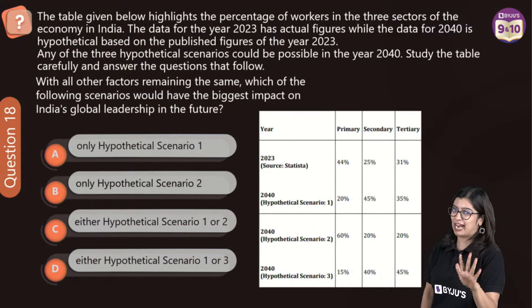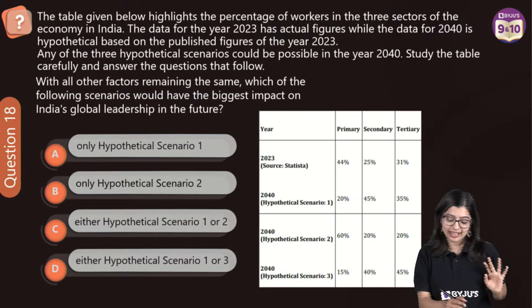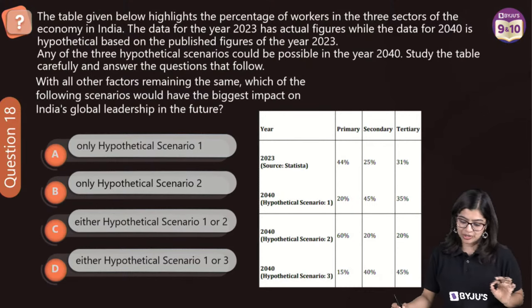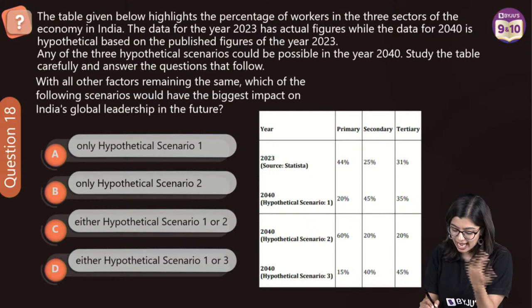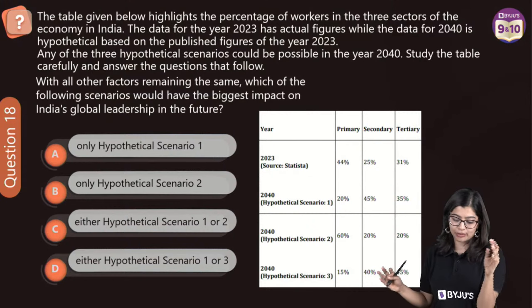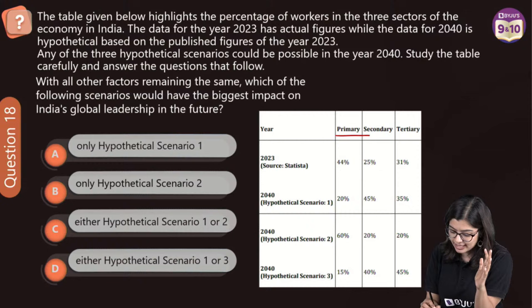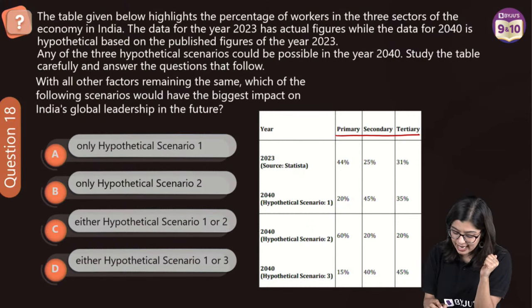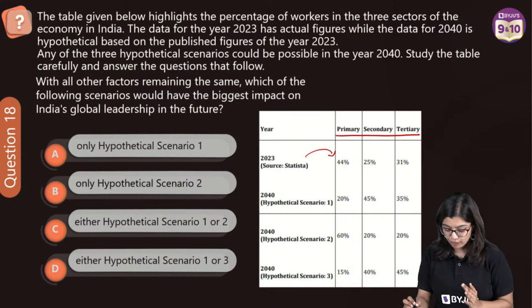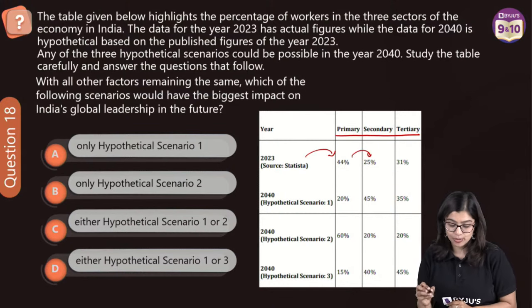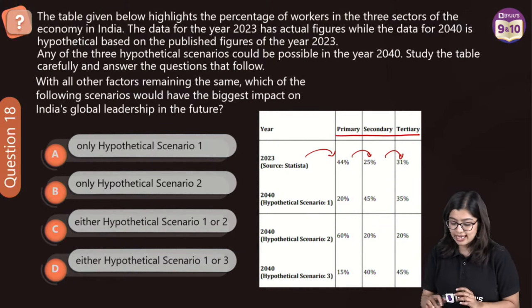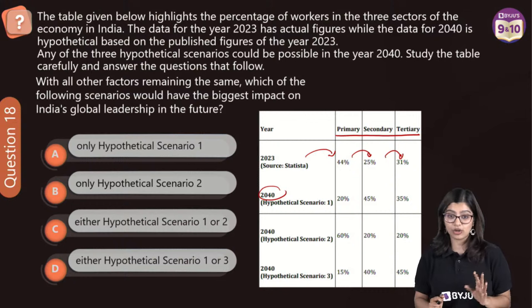This is a little practical, okay? I mean, this is a little application. I give it to you, I spend some time, but it's simple only. Let's go through the question. There is a table given to us, and they've spoken about the statistics and the contribution of the primary, secondary and tertiary sector to the economy of the country, right? So they're saying that in 2023, the primary sector has contributed 44%, secondary has contributed 25%, and tertiary has contributed 31%. Now they're saying in 2040, what could be their contribution?